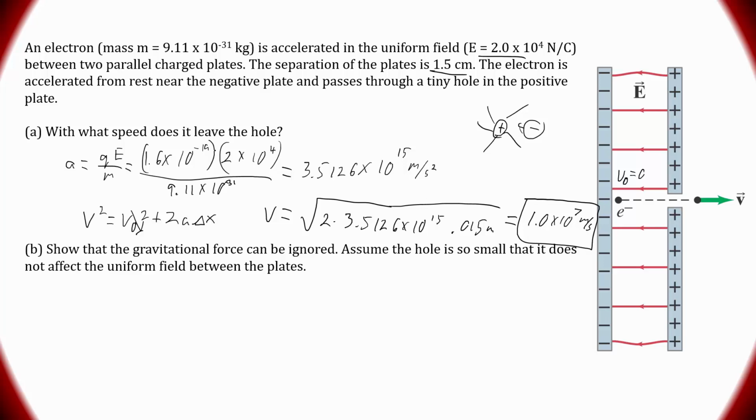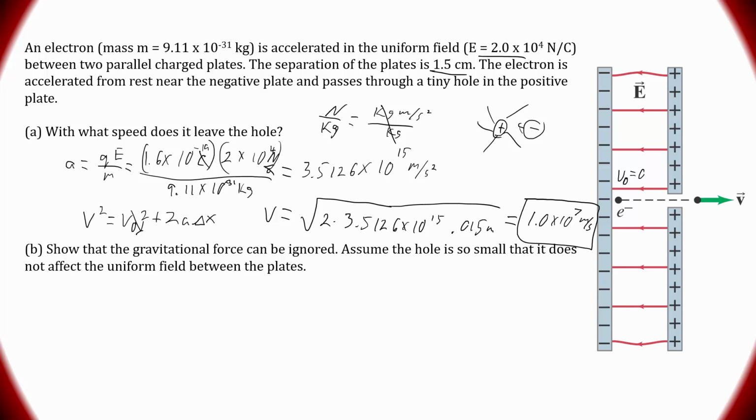Just to comment on units, q here was measured in coulombs. The electric field was newtons per coulomb. This was kilograms, so the coulombs cancel out, and we have newtons per kilogram, and a newton is a kilogram meter per second squared over kilograms, so kilograms go away, and we do get acceleration out of that.